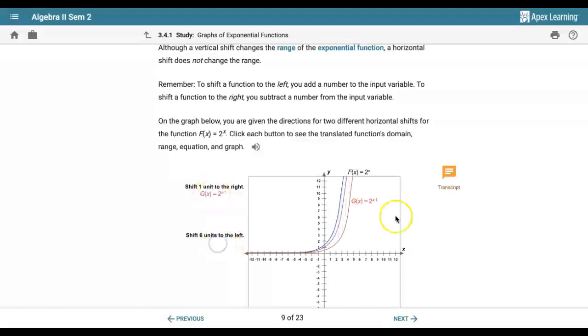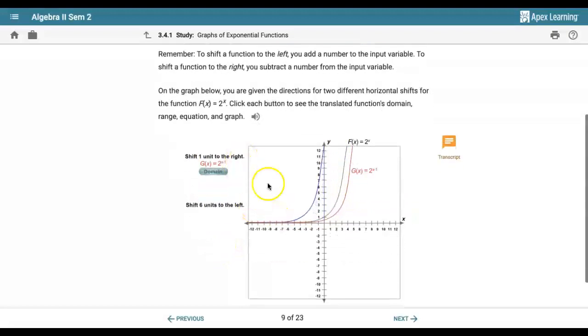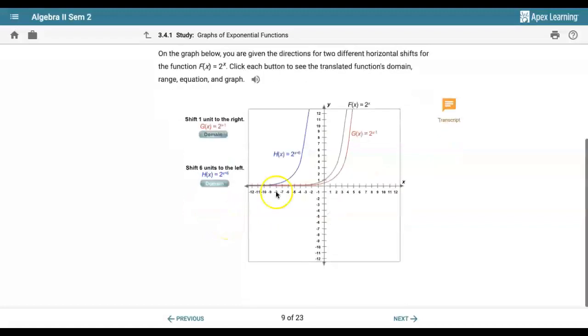So again, we shift right, we shift left. The graph shape doesn't change, right? It just changes its location. So when we do that, it's now 2 to the power of x minus 1. Again, when we subtract from our x value, we move to the right, whereas when we add, we move to the left. Okay, so we move 6 units to the left, so this is going to be 2 to the power of x plus 6.